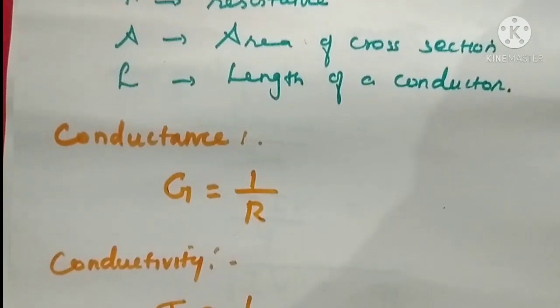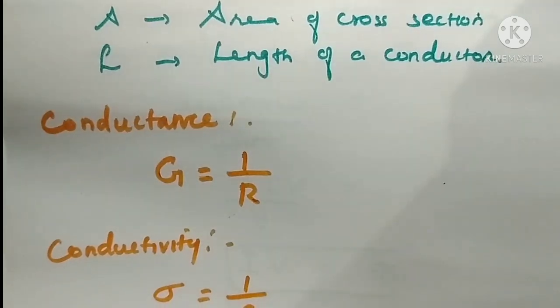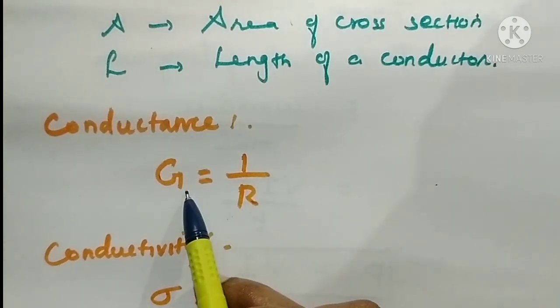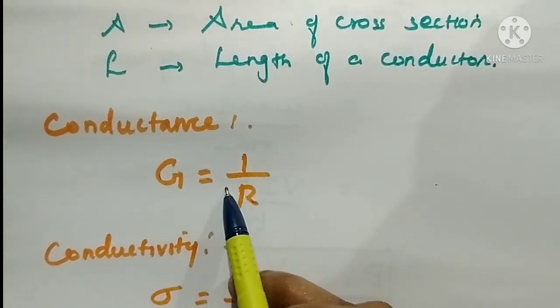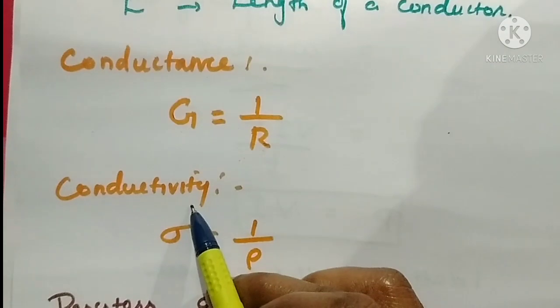Okay, next one is, what do you mean by conductance? Conductance is nothing but the reciprocal of resistance. The conductance can be represented simply as G. So G is equal to 1 by R, the reciprocal of resistance.